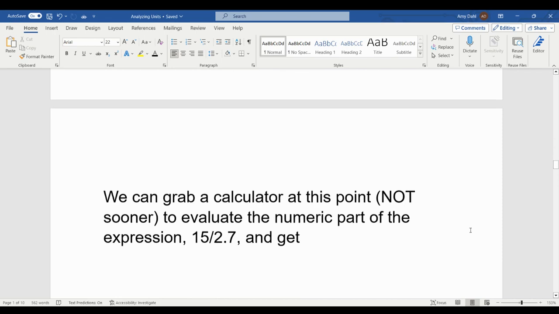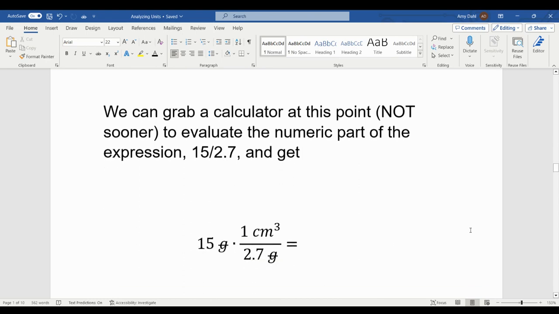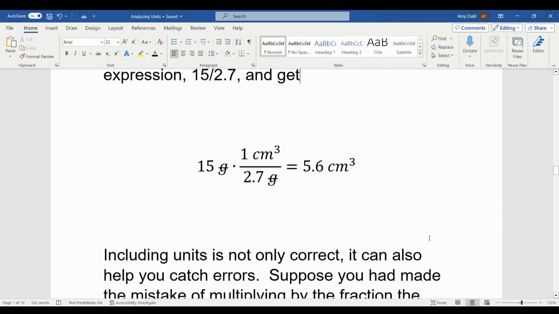We can grab a calculator at this point, not sooner, to evaluate the numeric part of the expression, which is 15 divided by 2.7, and get 15 grams times 1 centimeter cubed divided by 2.7 grams is equal to 5.6 centimeters cubed, where the grams disappeared, leaving only centimeters cubed for the remaining unit.